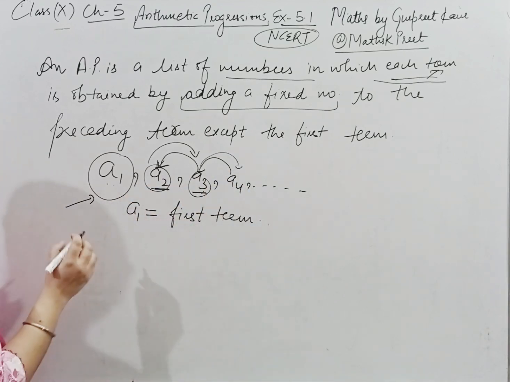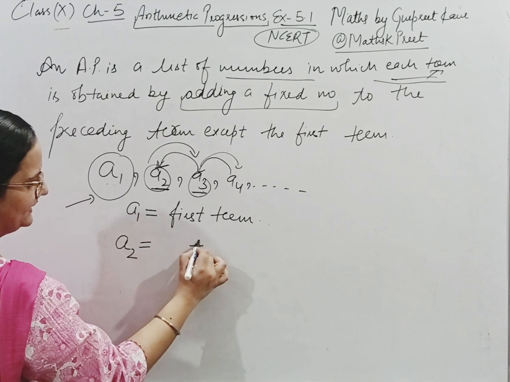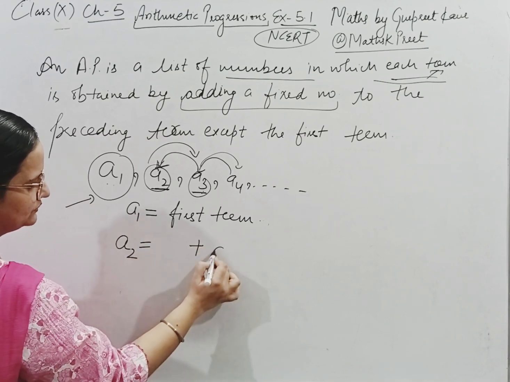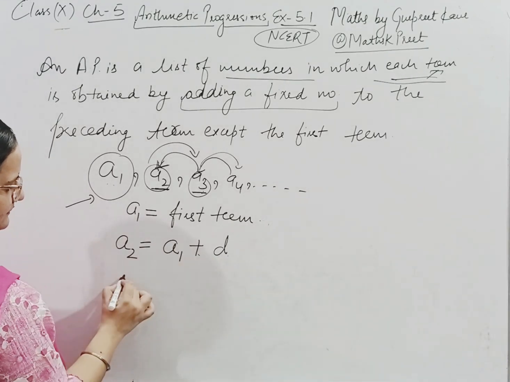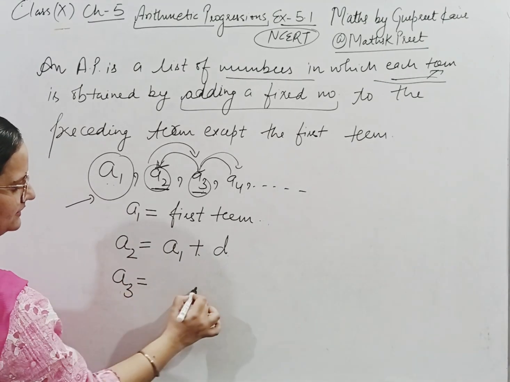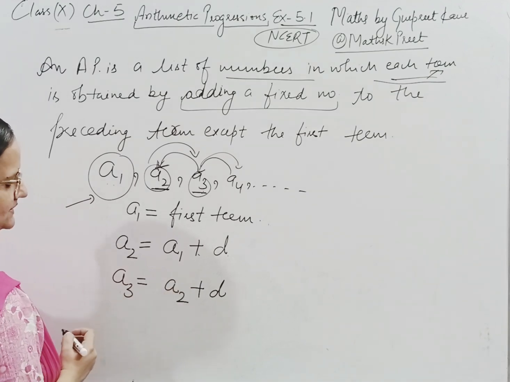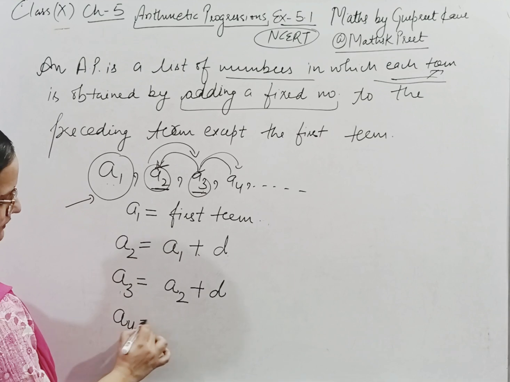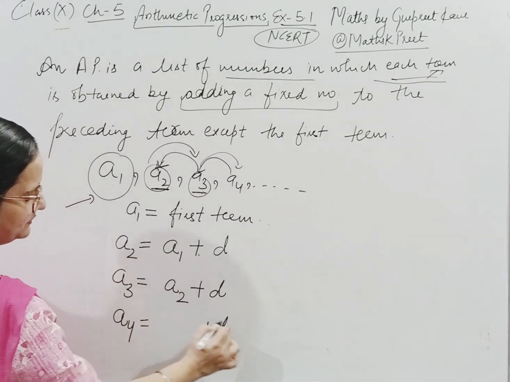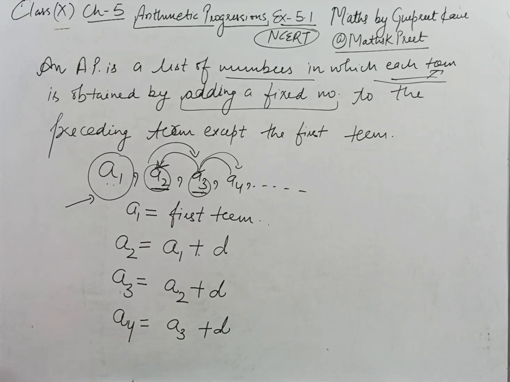It means that we get A2 just by adding that fixed number, which we generally denote by small d, to the preceding term. A3 we get by adding the fixed number to the preceding term, A2. So I am getting A4 just by adding the same number to the preceding term, which is A3. This keeps on going.